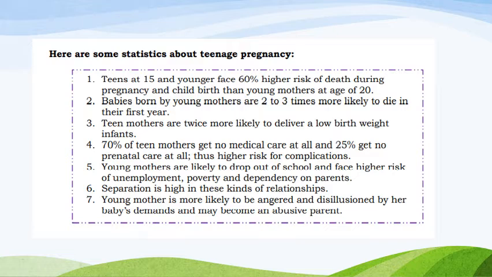4. 70% of teen mothers get no medical care at all and 25% get no prenatal care at all, thus high risk for complications. 5. Young mothers are likely to drop out of school and face high risk of unemployment, poverty and dependency on parents. 6. Separation is high in these kinds of relationships. 7. A young mother is more likely to be angered and disillusioned by her baby's demands and may become an abusive parent.